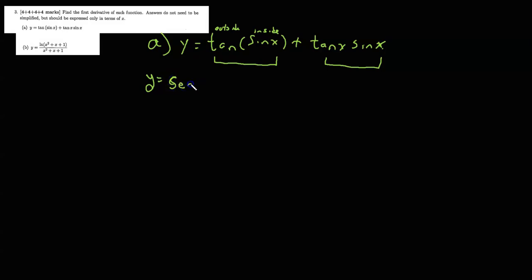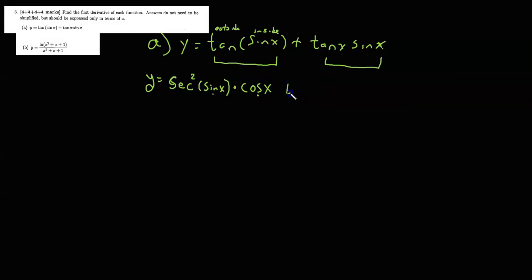So derivative of tan is secant squared. And you leave the inside alone and you multiply by the derivative of the inside. Always remember that, guys. Derivative of the outside, leave the inside alone, multiply by the derivative of the inside. One more time. Derivative of the outside, leave the inside alone, multiply by the derivative of the inside.